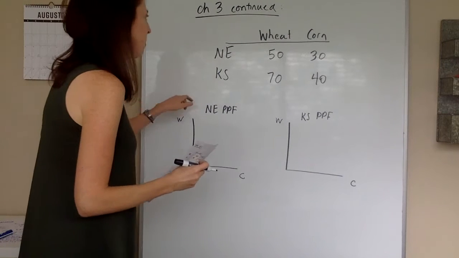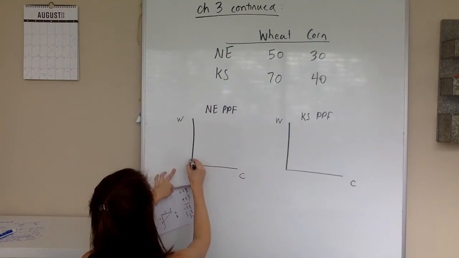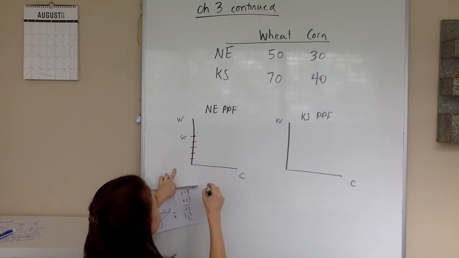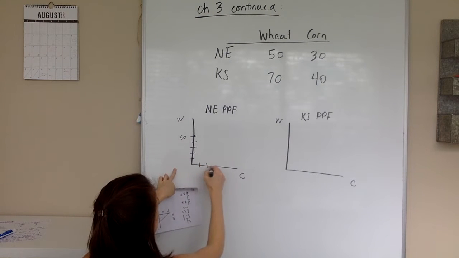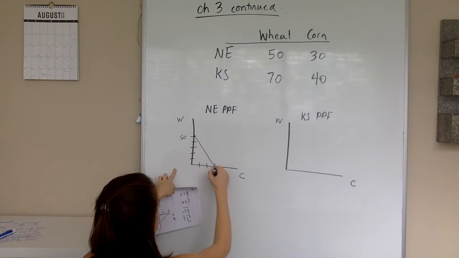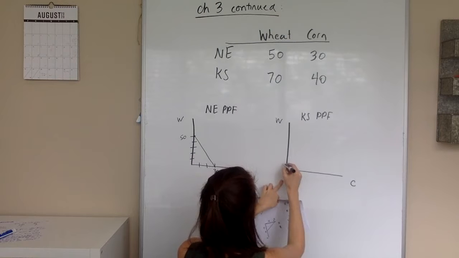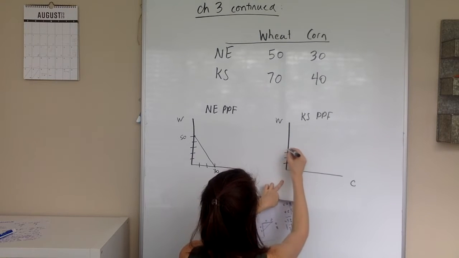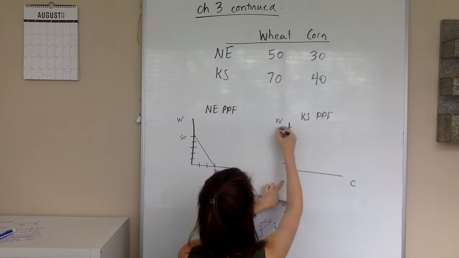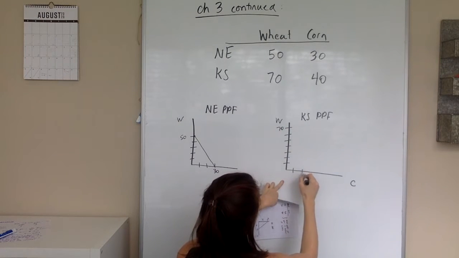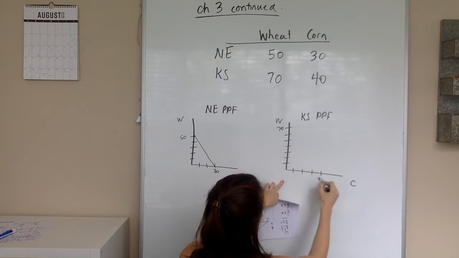Nebraska, at most, can make 50 units of wheat, so they're going to have a coordinate there. Nebraska, at most, can make 30 units of corn. We're going to connect the dots, and that gives us the PPF for Nebraska. In Kansas, we can make at most 70 units of wheat, or we could also spend all of our resources making corn and get 40 units of corn.